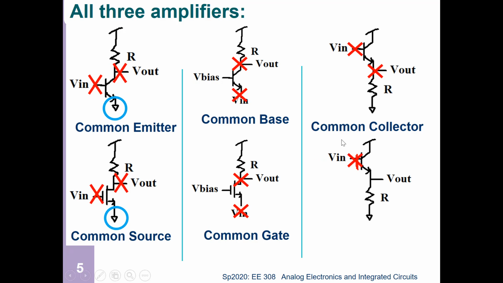Okay, so this is not a common gate. It's not a common source, so it's a common drain amplifier. And those are the naming conventions, and next homework we'll have a bunch of these, and I'll ask you to figure out the names of them.